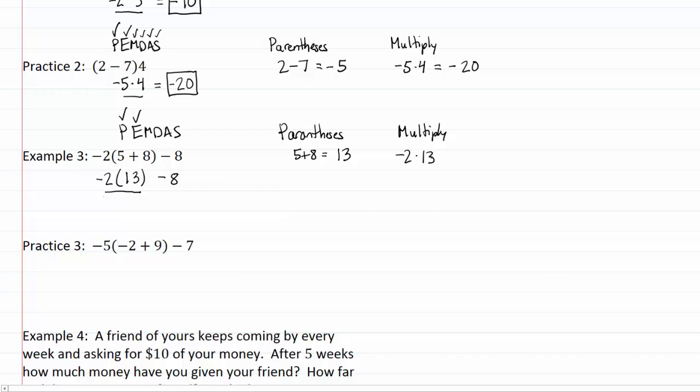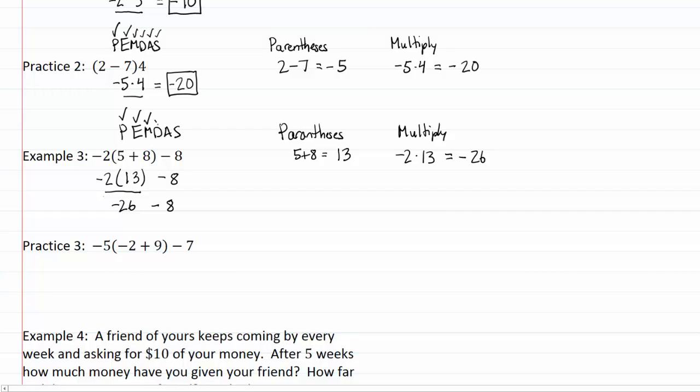The parentheses there just mean we're multiplying, so I'm going to get rid of them and put the multiplication sign in there. Now if I simplify this, I have a negative times a positive, so it's going to be a negative. 2 times 13 is going to get me a 26. So this is negative 26. Now I'm going to substitute that in, right in my expression. I've got negative 26 now, minus 8.